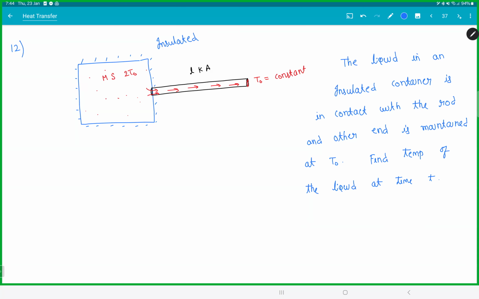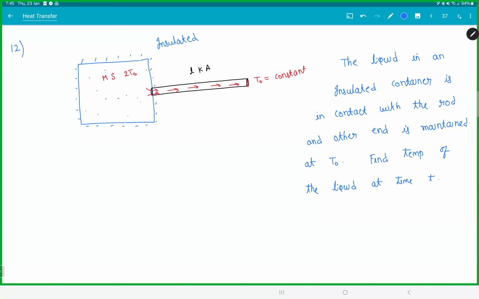If there are 4 options, what will you do to guess like a boss? This is a way to guess. That is one. If you put time 0, what should come? At time 0, what's the temperature of the liquid? 2T0. So in the 4 options, put t equal to 0 and see who is giving 2T0. Whoever is not giving is wrong. Maximum one option will get eliminated. Generally, you don't get more.